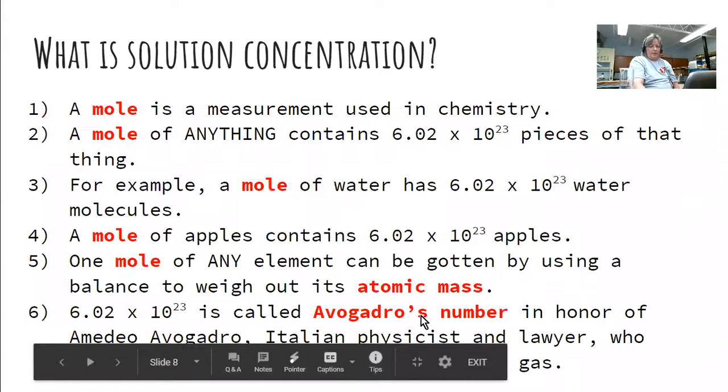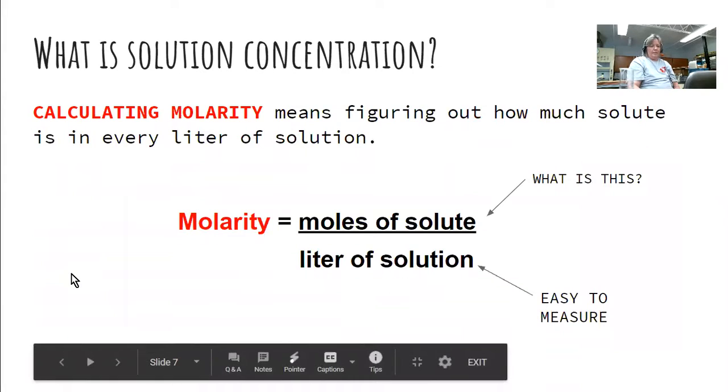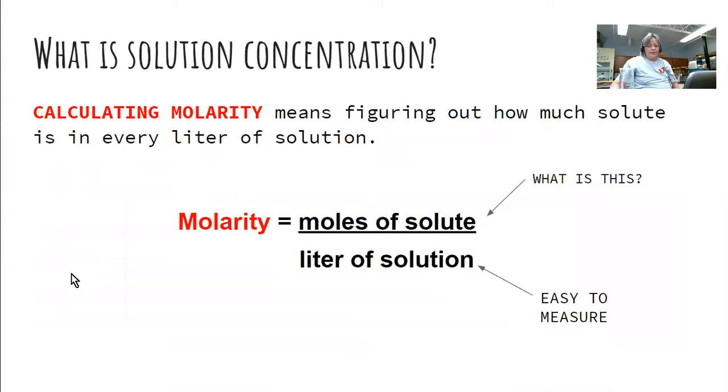All right, so molarity, let's talk about that. Molarity means I've got to figure out how much solute is in every liter of solution. Liters, you kind of understand what liters are. You measure something with a graduated cylinder and you get a volume in metric units. Now this will be milliliters, but you can convert it to liters. So liters of solution is the denominator. That's easy to get. But what is a mole of solute?